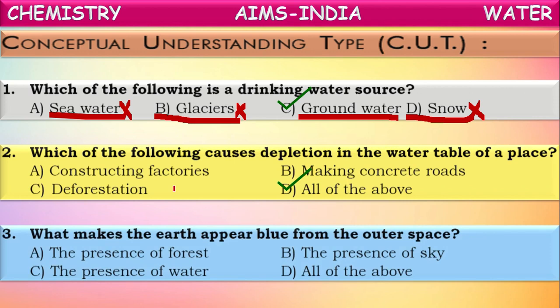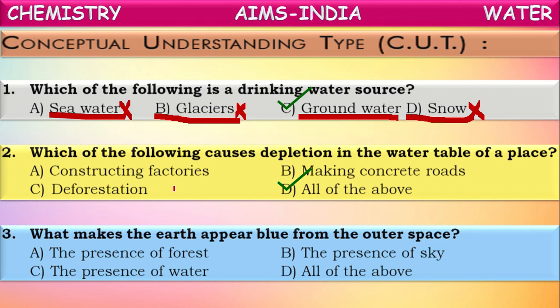What makes the earth appear blue from outer space? Yes, I think you have seen some globes and maps. There the earth is mostly seen in blue color. Even if you go to outer space in any rocket like a jet plane, from there the earth will be seen blue in color. This is because of the presence of water.